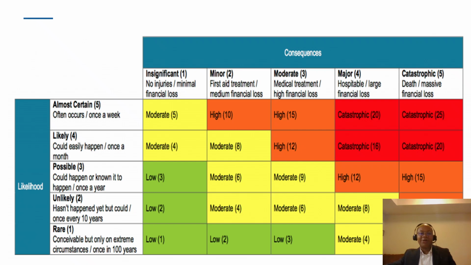That's to say, if an event, for instance, has a likelihood of 5, which means it's almost certain it's going to happen, let's also assume that the impact is 4. 4 multiplied by 5 gives us what? 20. What this means is that if this event happens, it's catastrophic.